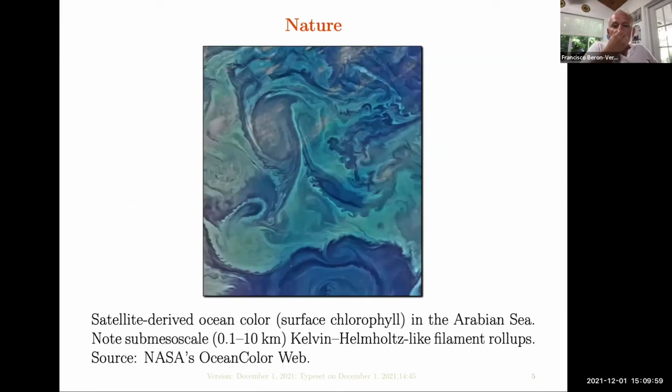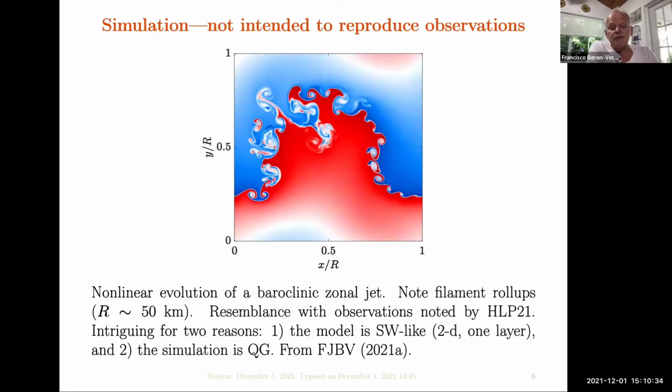So with that in mind, I'm going to start with a little picture of nature. There is nothing surprising about this, but it's something commonly observed now in satellite oceanography: small scales that develop around larger scales, referring to these Kelvin-Helmholtz-like structures in this picture of somewhere in the ocean. And I want you to have that in mind and compare it to this simulation that I ran. It's the nonlinear evolution of a Bickley jet.